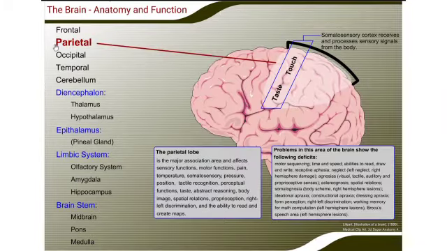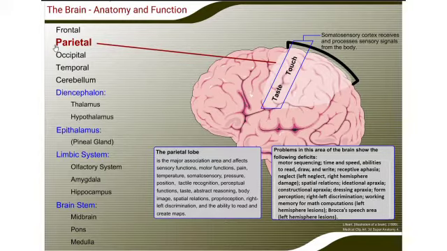The parietal lobe is the major association area and affects sensory functions, motor functions, pain, temperature, somatosensory, pressure, position, tactile recognition, perceptual functions, taste, abstract reasoning, body image, spatial relations, proprioception, right-left discrimination, and the ability to read and create maps. The somatosensory cortex receives and processes sensory signals from the body.